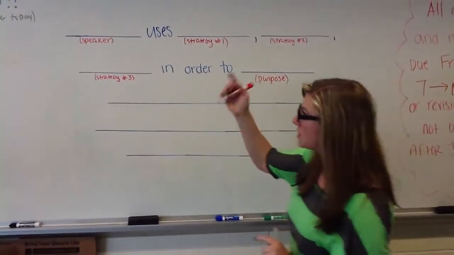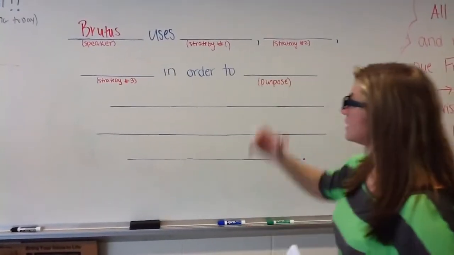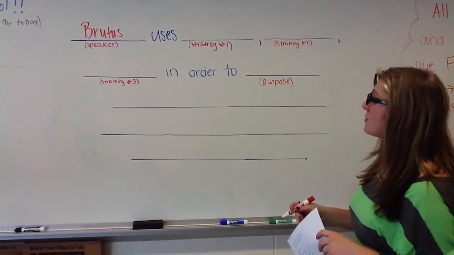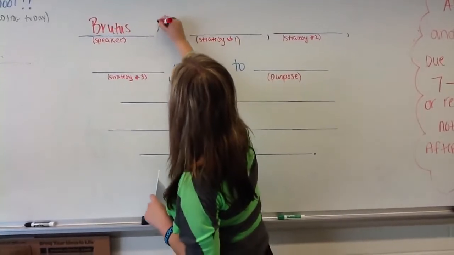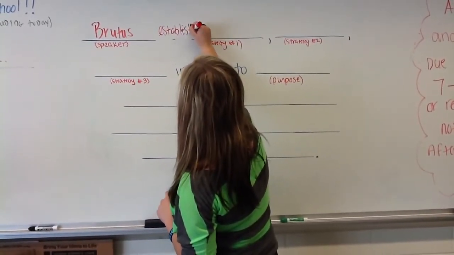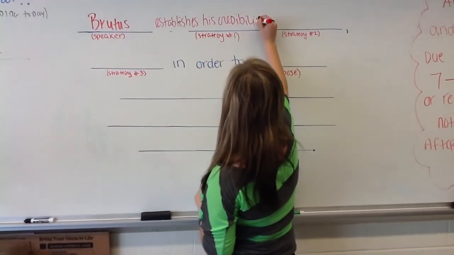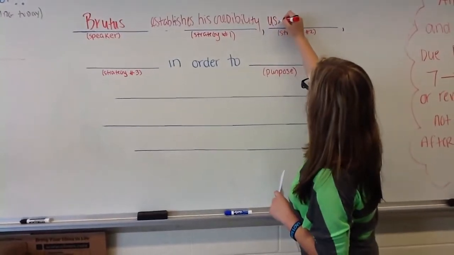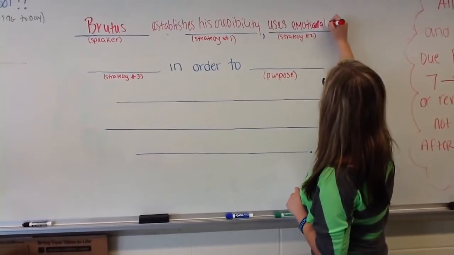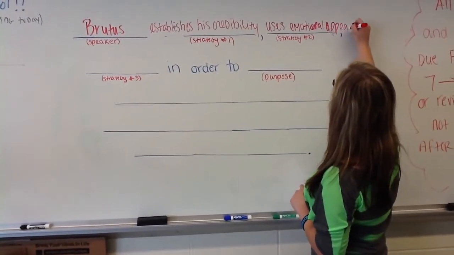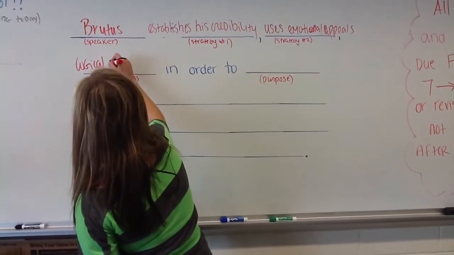So our speaker is Brutus. So Brutus establishes his credibility. The Greeks call that ethos. He establishes his credibility. He uses emotional appeals. And he also uses logical appeals. You wouldn't want to be a slave now, would you?